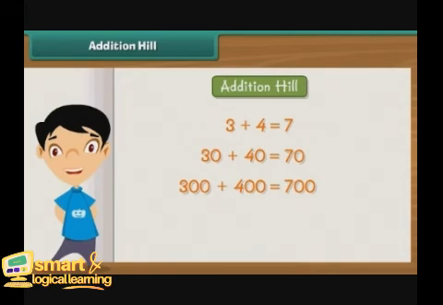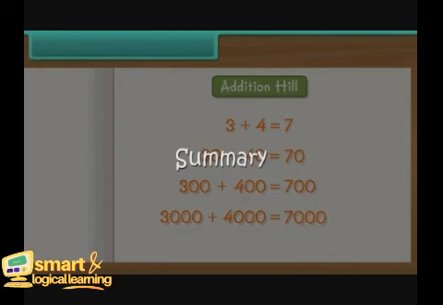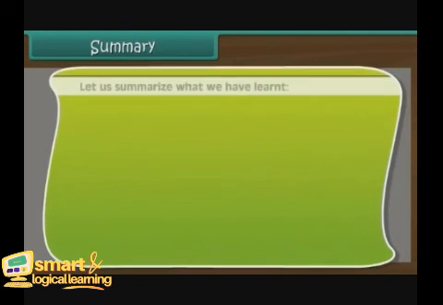Now you can tell the sum of 3000 and 4000 very easily. 3000 plus 4000 is equal to 7000. As this pattern gives a hill-like structure, we call it the addition hill. Summary. Let us summarize what we have learned.